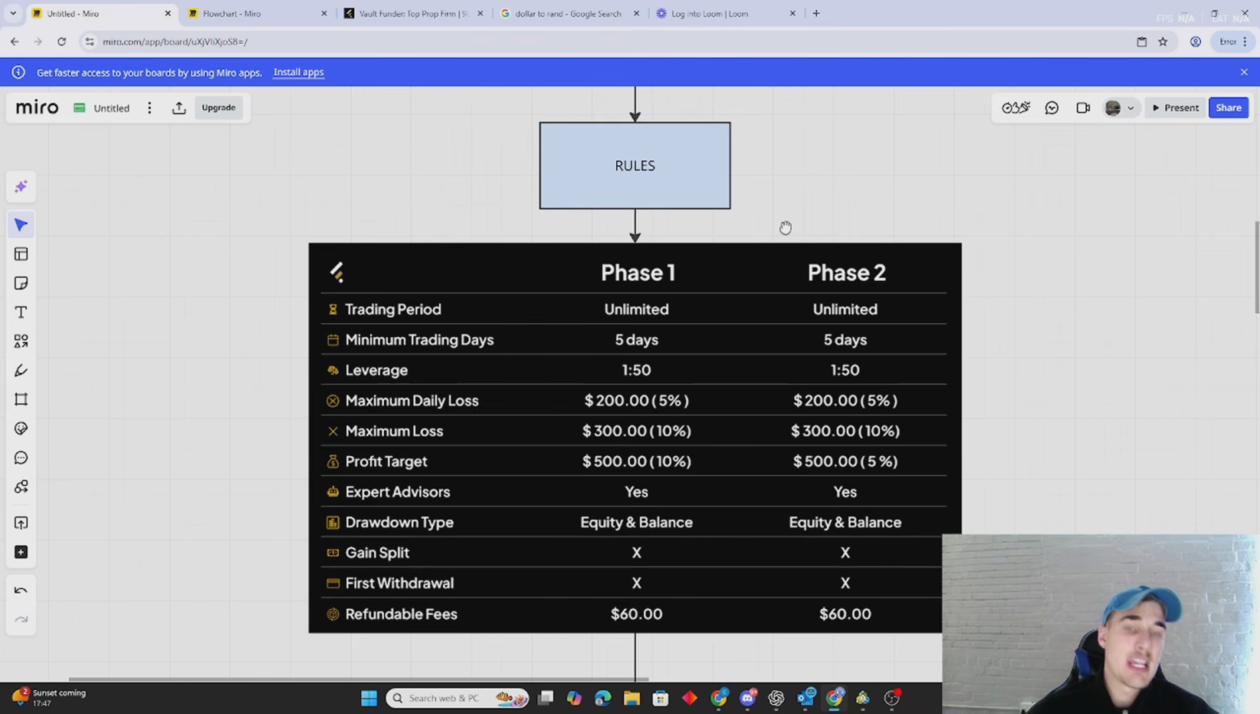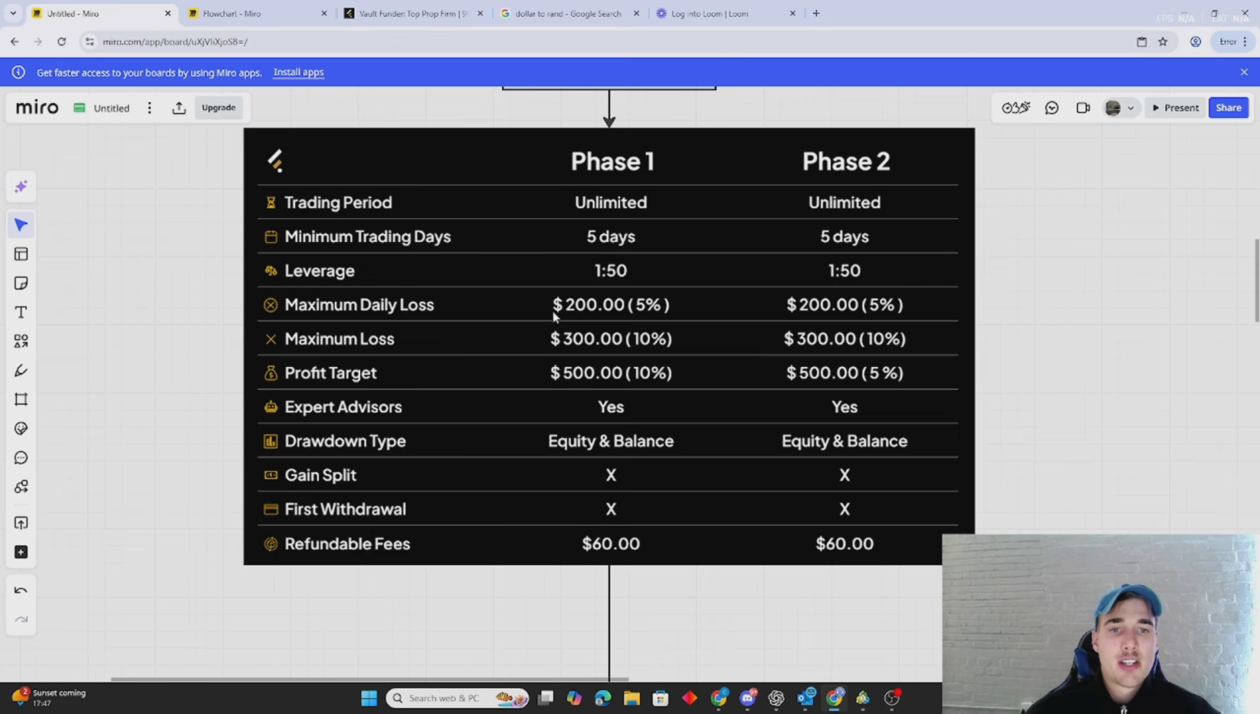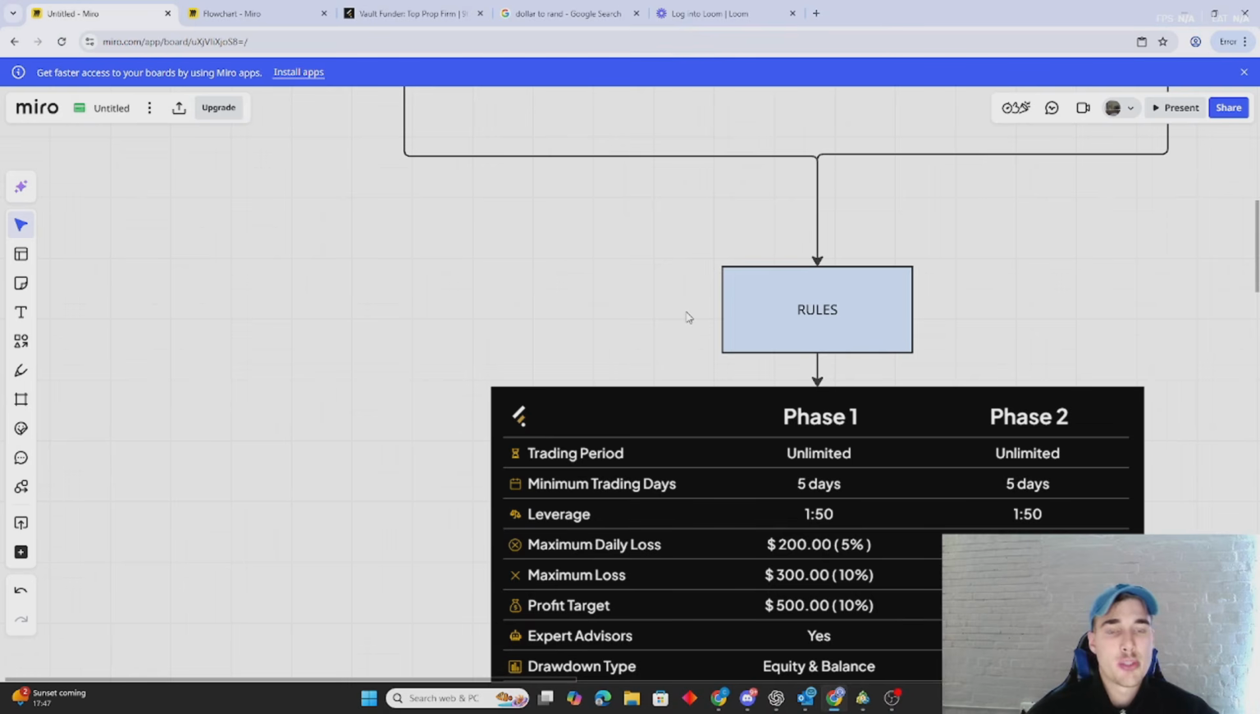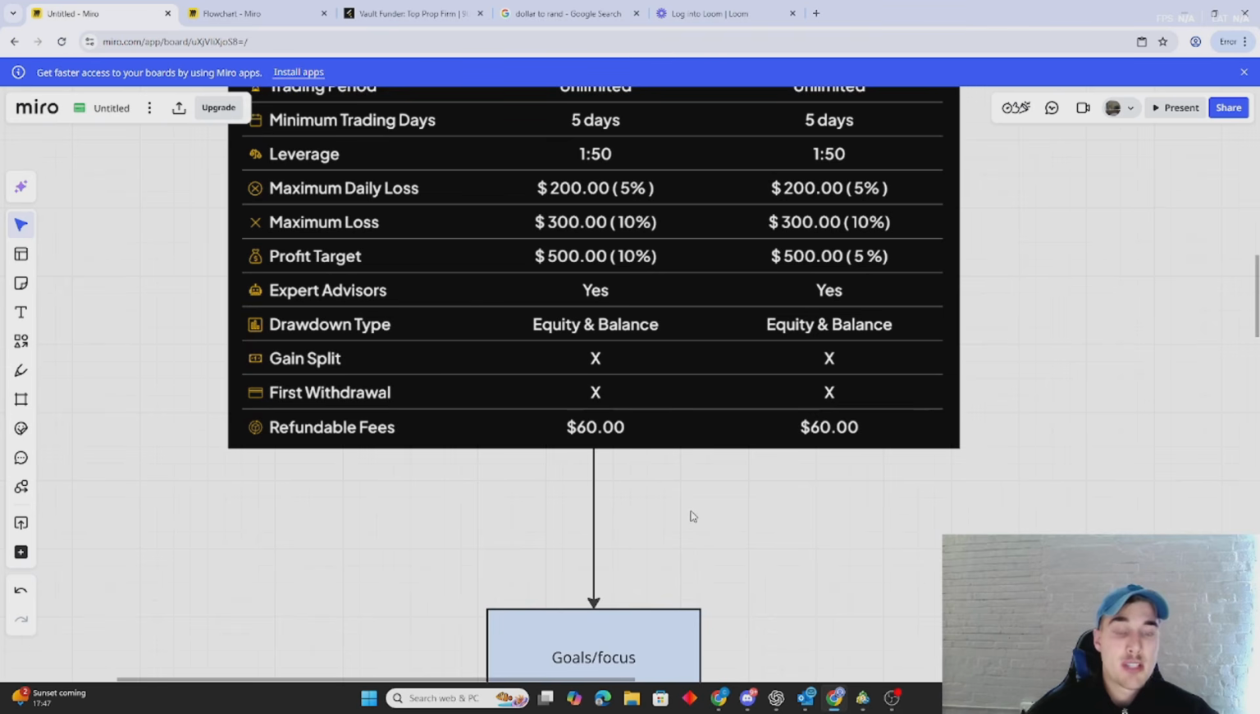Now, if we look at it, max daily loss is 5%. Okay, max loss is 10%. Right now, I'm going to put into perspective why it's important to understand this. Profit target is $500 on the $5,000 account. So we're going to work with the $5,000, but obviously just convert it for the 25 or 50 or whatever account size you are currently using in profit target. So 10% is the profit target.